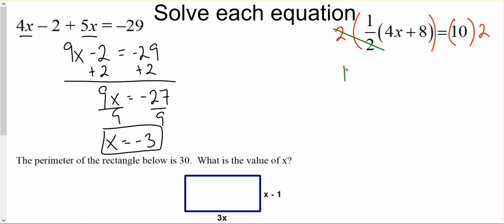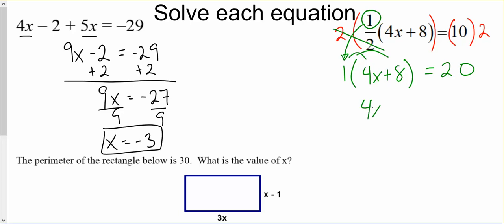So I'm left with a 1 out in front of the quantity 4x plus 8. On my right side, we're left with 20. And now 1 distributed through doesn't change the problem. But I just want you to know that we write down whatever was on our numerator goes out in front. So we distribute that 1 through and we get 4x plus 8.